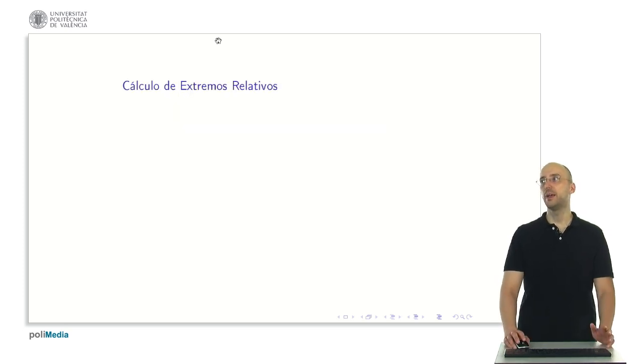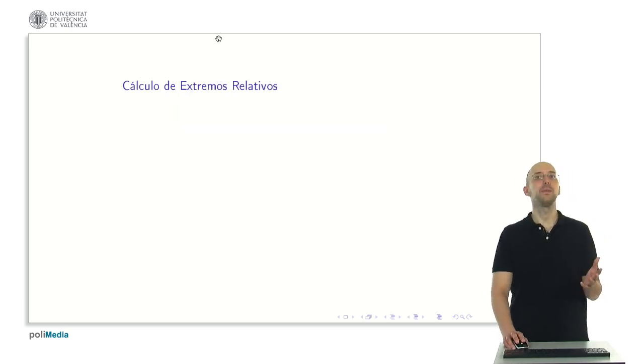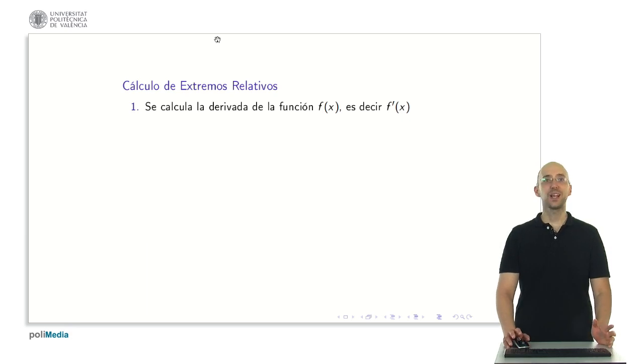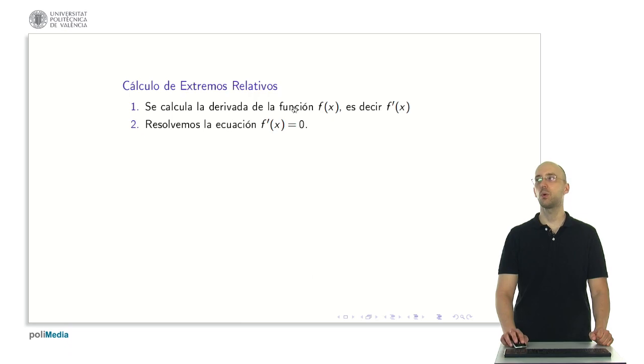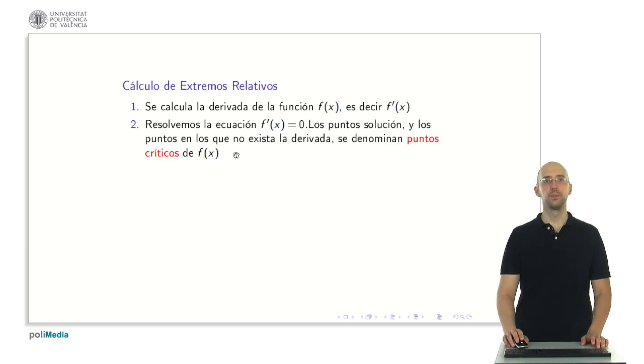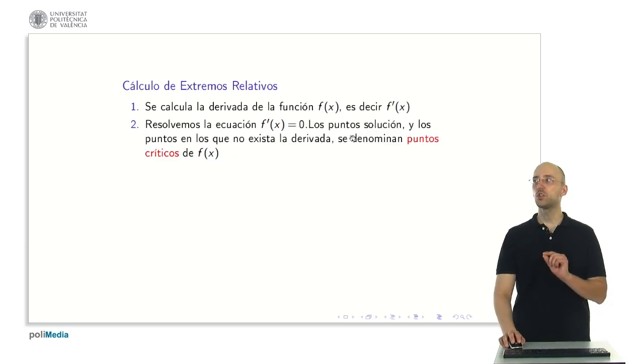To start with, let's begin by revisiting the process of using the second derivative test to determine the relative extrema of a function. In the first step, we calculate the derivative of the function, denoted as f prime of x. The second step involves solving the equation f prime of x equals 0. This means we take the derivative calculated in the first step, set it equal to 0, and solve for x.